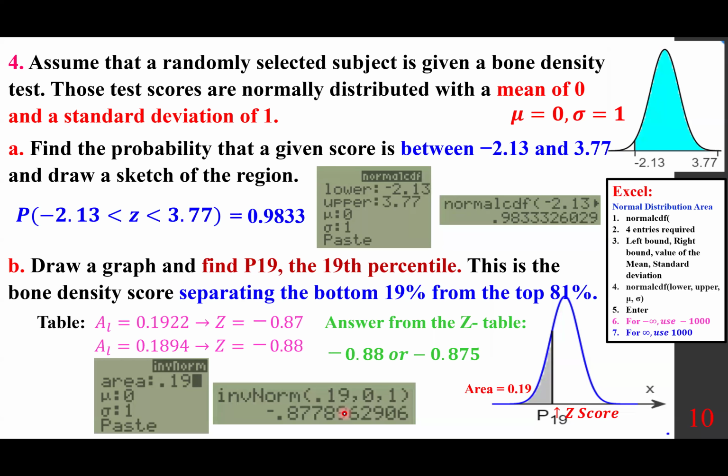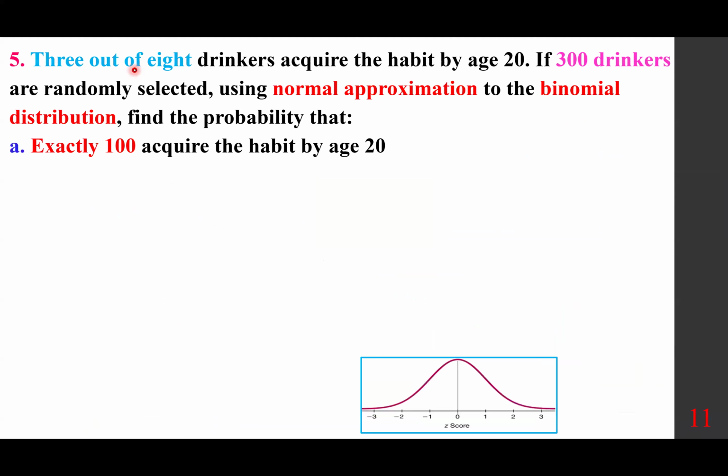All right. 3 out of 8 drinkers acquire the habit by age 20. If 300 drinkers are randomly selected using normal approximation to the binomial distribution, find the probability that exactly 100 acquire the habit by age 20.